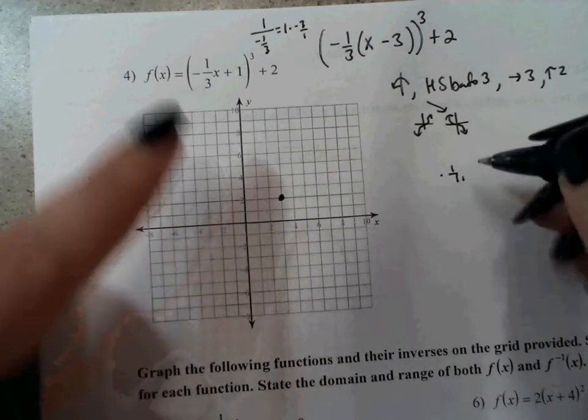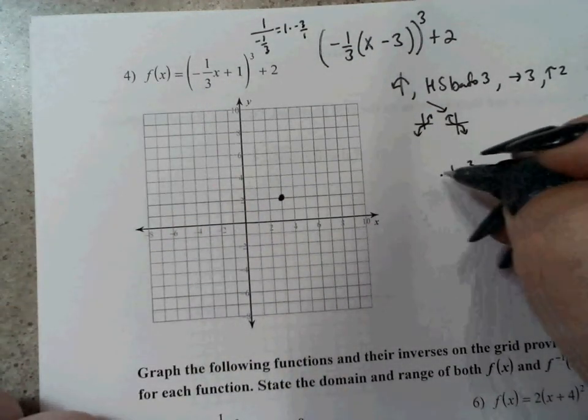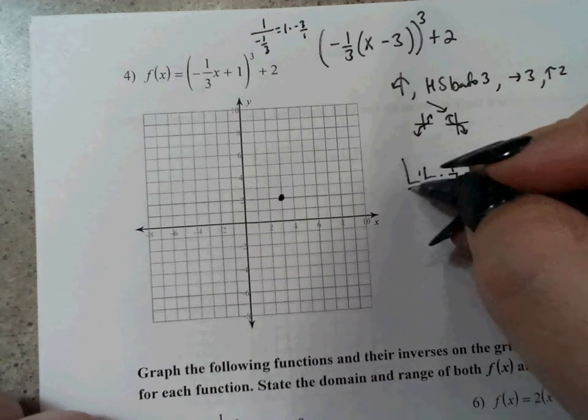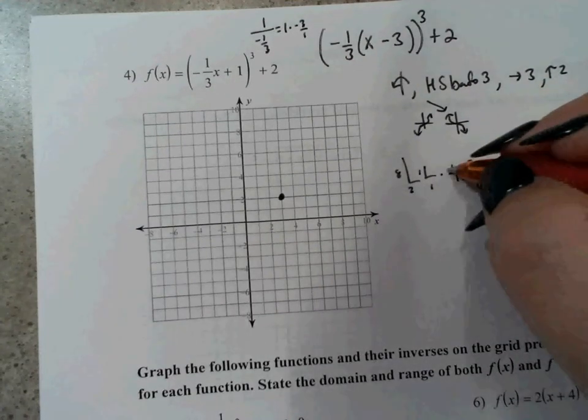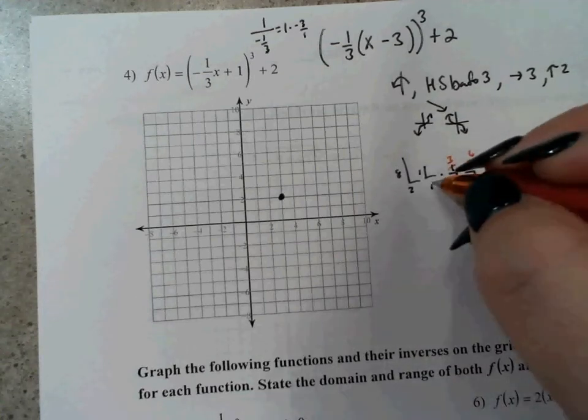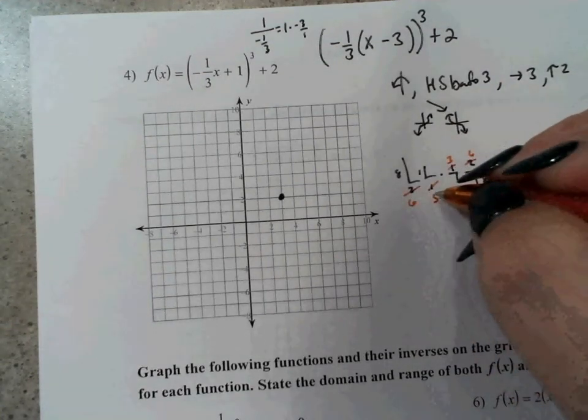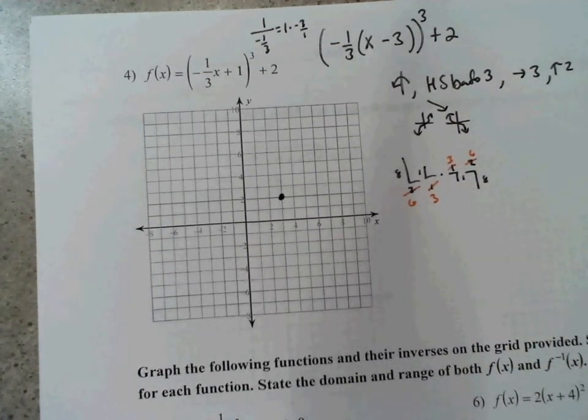Pattern wise, I go 1, 1, that's cubic, so 2 cubed is 8. 1 cubed is 1, and 2 cubed is 8. And then horizontal stretch by a factor of 3. So horizontally, this is going to be a 3, and this is going to be a 6.